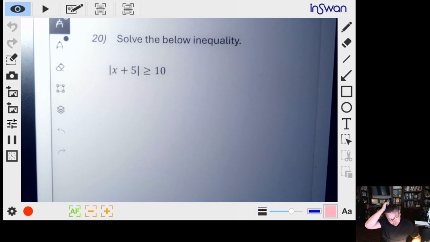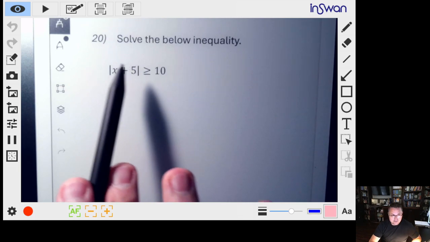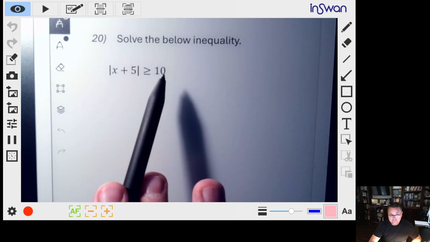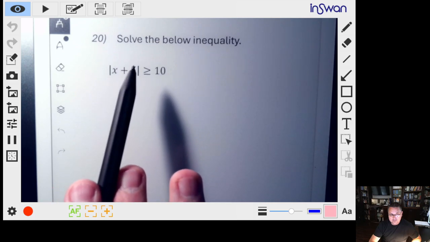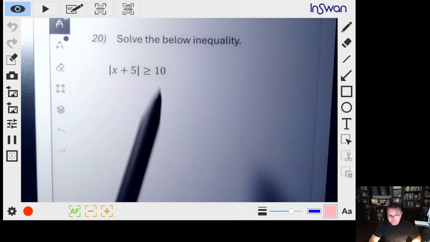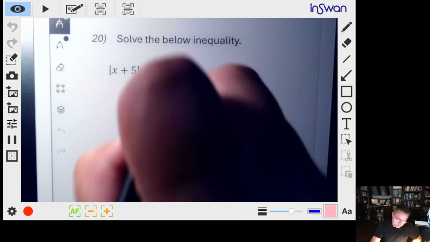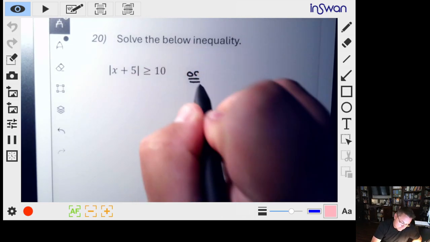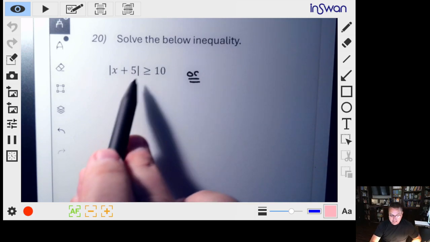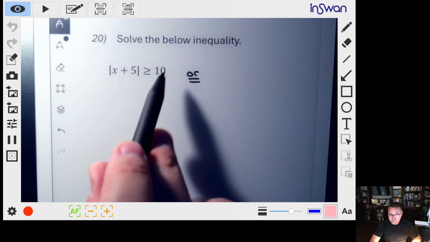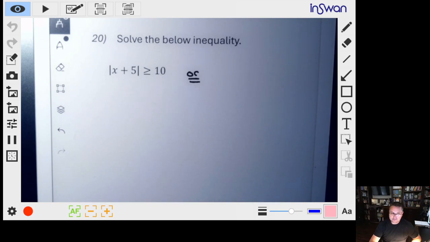Now, the next thing I'm going to do is recognize that our absolute value is larger than a number. And so when your absolute value is larger than a number, it's going to be an OR statement. If it was less than a number, if the sign was facing the other way, it would be an AND statement. That matters when we're graphing out the solutions.